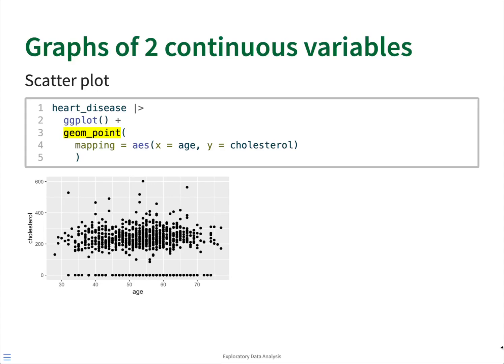For two continuous variables, in other words, to see the covariation of one variable versus another variable, we want to create a scatter plot. For that, we can use the geom point geom function. Here we now have two required aesthetic mappings. We need to specify what variable is going on the x-axis and what variable is going on the y-axis.